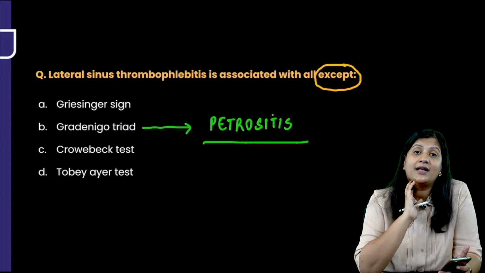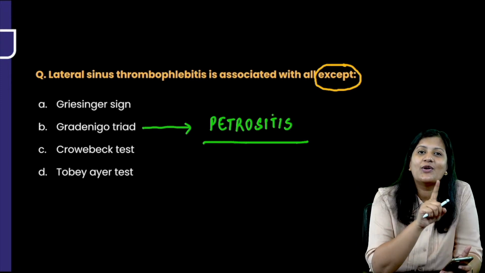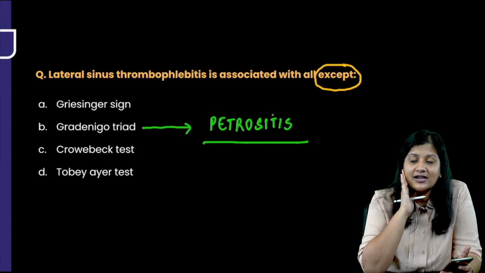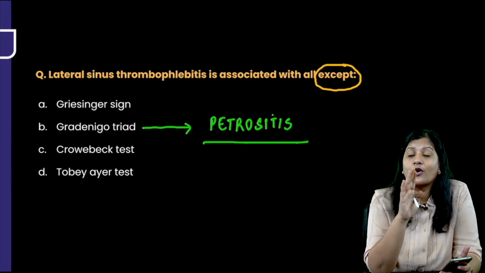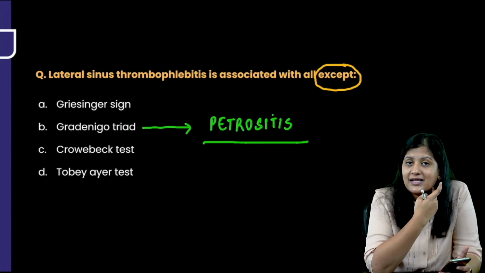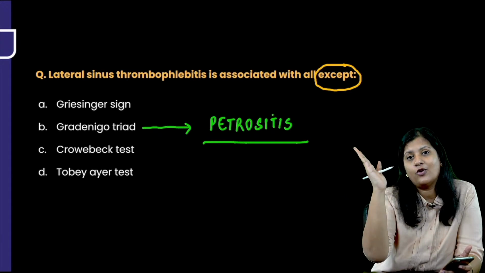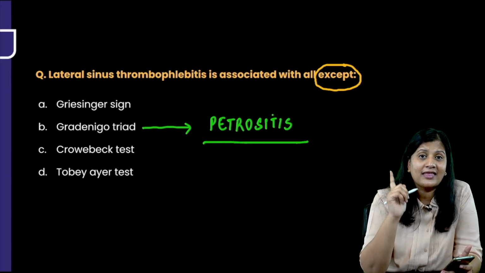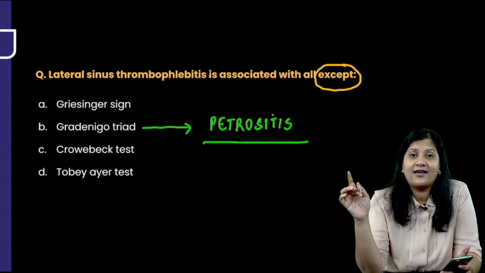You will compress the IJV not on the diseased side, but on which side? On the normal side. Say right-sided there is a disease, you are expecting right-sided thrombosis. You will compress the IJV on the left side, not on the diseased side. Now when you compress the IJV on the normal side, there will be further increase in the intracranial pressure and your manometer will show you an increase in the CSF pressure. That sign that we see clinically is called the Toby-Ayers test.